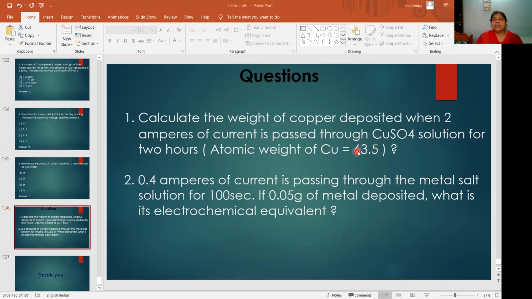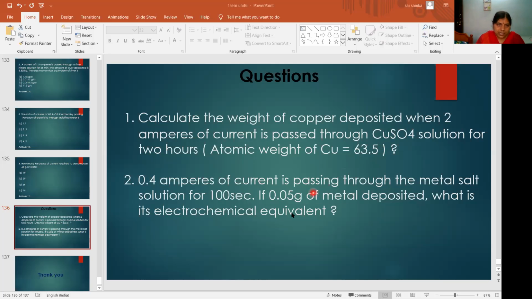So atomic weight into current into time. Time in hours you have to convert into seconds. Time in minutes you have to convert into seconds. If it is in seconds, directly write that value. So atomic weight into current into time by N into F. The F value also you have to remember. So always, 1 Faraday is equal to how many coulombs?